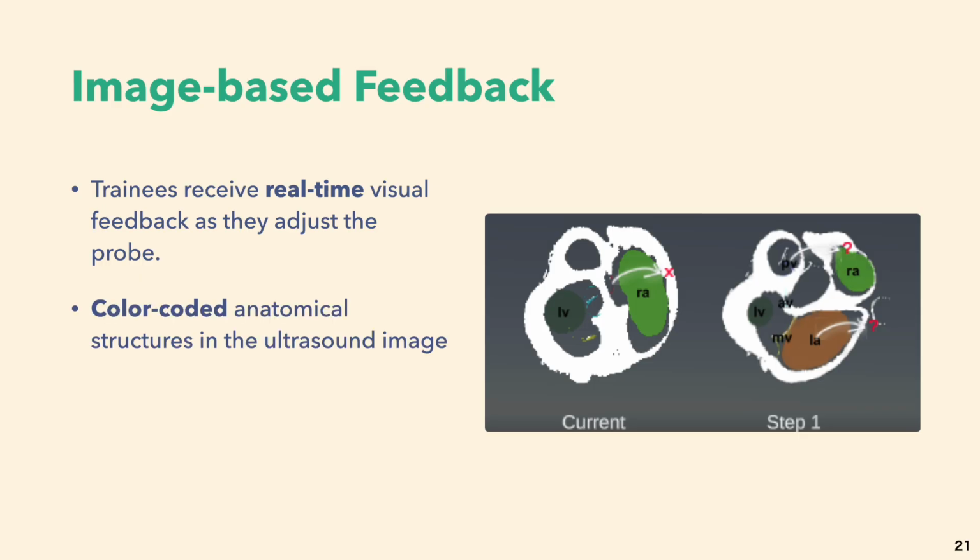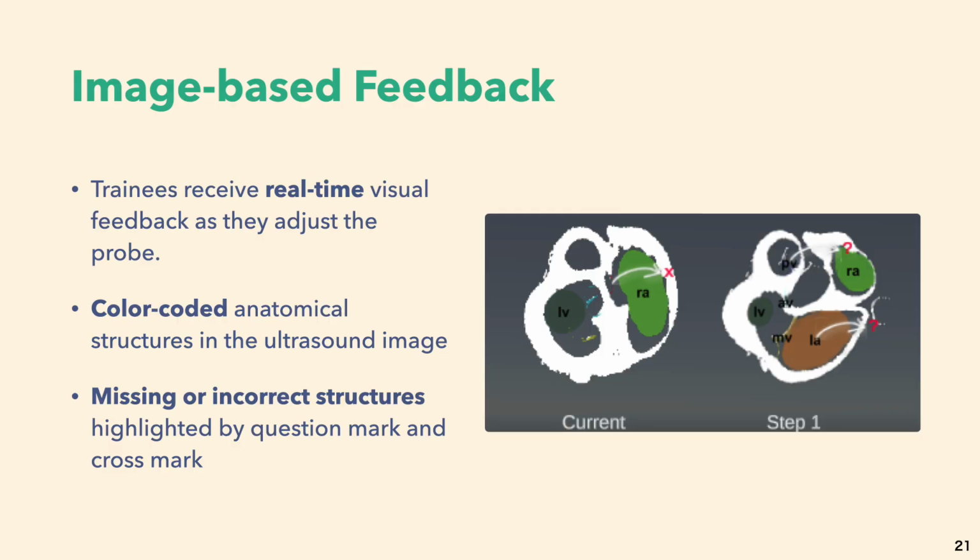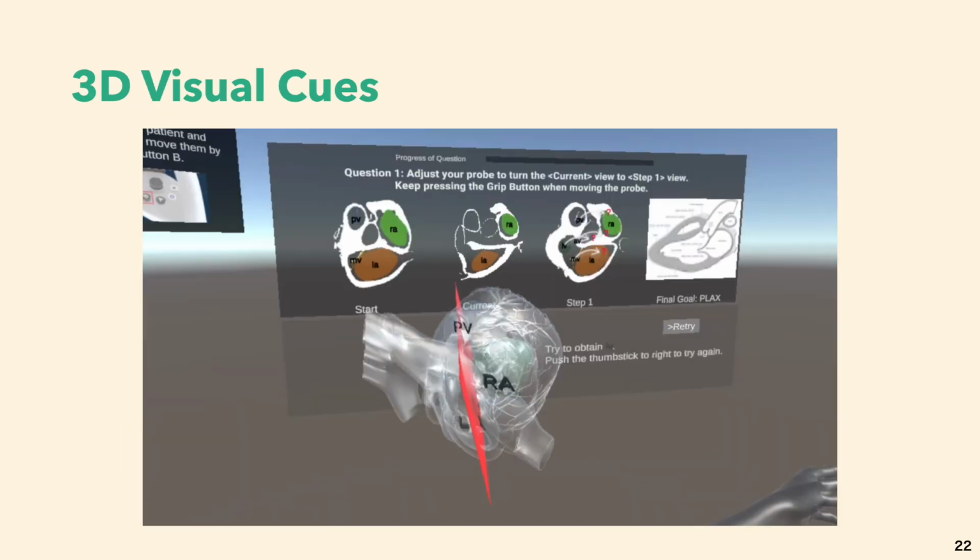Specifically, they will see the structures in an ultrasound image color-coded and the missing and incorrect structures highlighted. In this way, they can quickly assess whether they are moving toward the sub-goal or away from it. Third, trainees can request animated explanations in a 3D space, showcasing the movement of the plane from the current probe position to the target position, with highlighted intersections between the plane and the target structures along the path.